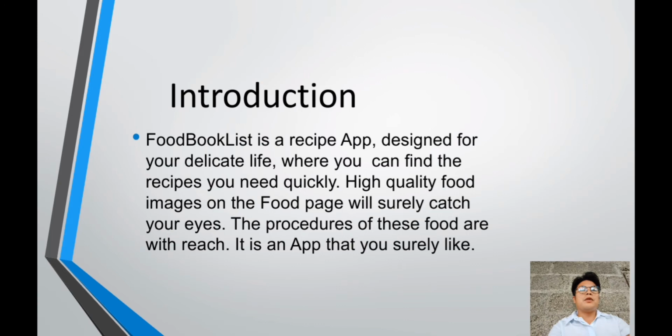Introduction. FoodBookList is a recipe app designed for your delicate life, where you can find the recipes you need quickly. High-quality food images on the food page will surely catch your eyes. The procedures of this food are within reach. It is an app that you will surely like.